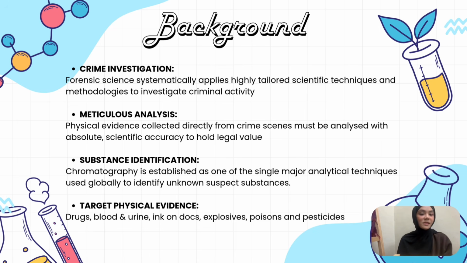Third, for substance identification, we use a technique called chromatography. This is one of the most famous and widely used methods in the world to find out exactly what an unknown substance is. Finally, what is our target physical evidence? What are we testing? We look at things like drugs, blood, urine, ink on documents, explosives, and pesticides. Basically, chromatography helps us identify all of these things clearly so we can solve crimes.